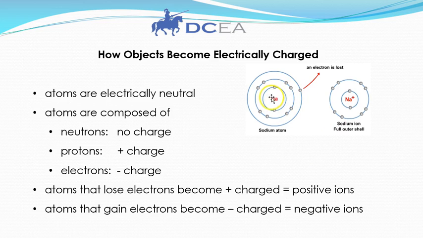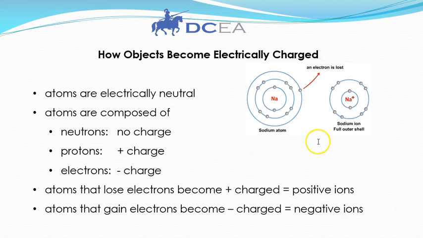So in the beginning, atoms are electrically neutral. They're composed of, and this is a review, neutrons, which have no charge, protons, which have a positive charge, and electrons, which have a negative charge. Atoms that lose electrons become positively charged, and then we call them positive ions. Atoms that gain electrons become negatively charged. We call those negative ions.